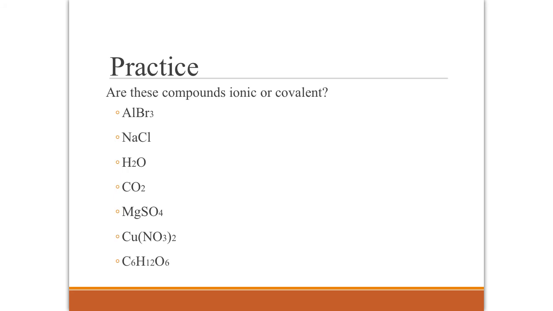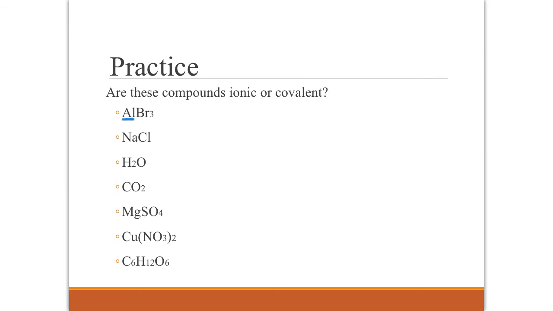So here's a quick practice. Are these compounds ionic or covalent? A trick to this is that the metal is nearly always, 99% of the time, going to be the first thing in the formula if there's a metal. So if you look at the first element in the formula and you see a metal, then you know you have an ionic compound. The first compound on the list starts off with Al.